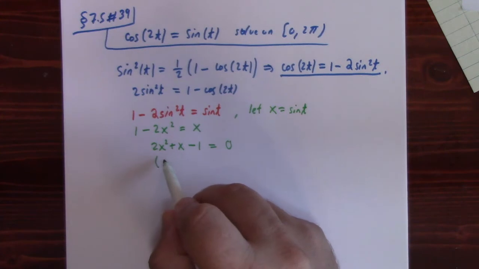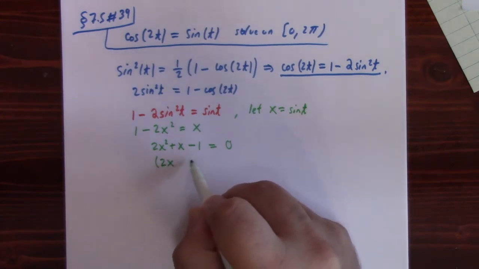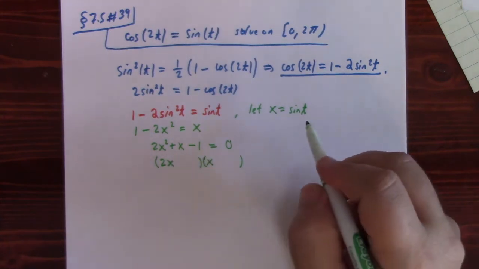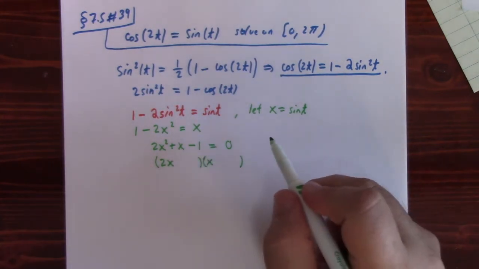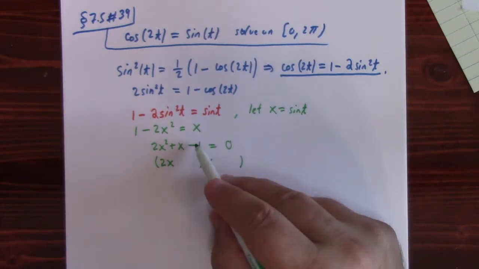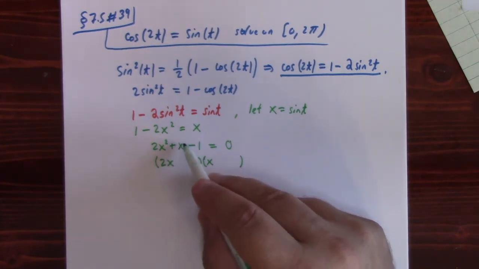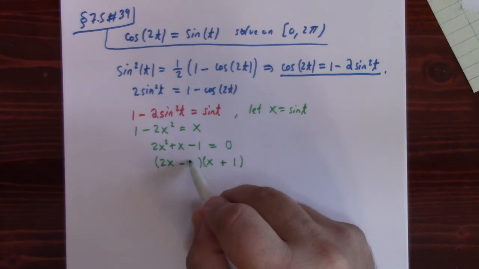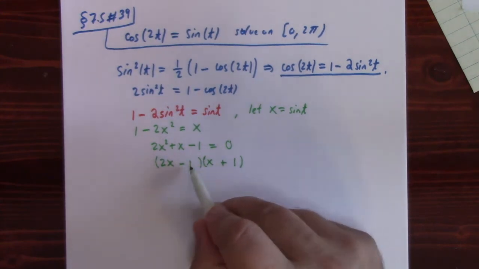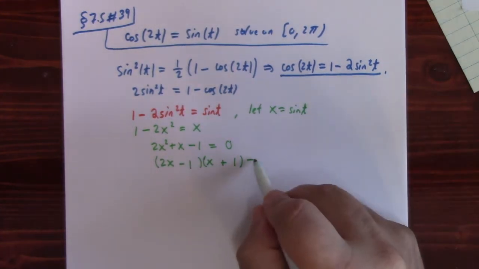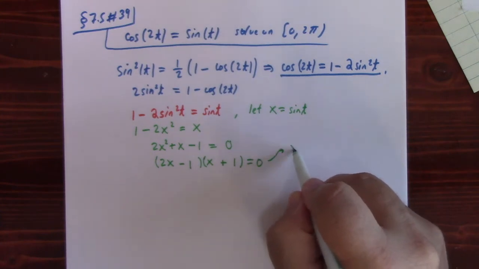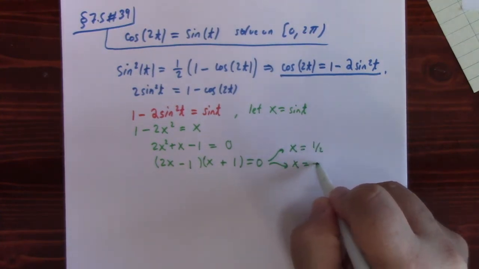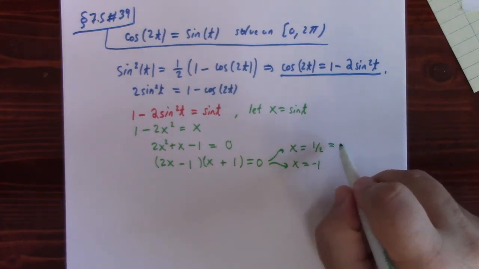Let's see here. So you've got yourself a 2x on the one and x on the other. You've got to put a minus 1 there, so you've got to put the plus 1 here, so the plus 1 hits the 2, and you put the minus 1 over here, so you get 2x minus x is x. There it is. So this gives us either x is equal to a half, or x is equal to minus 1. And remember, x is what? Sine t.